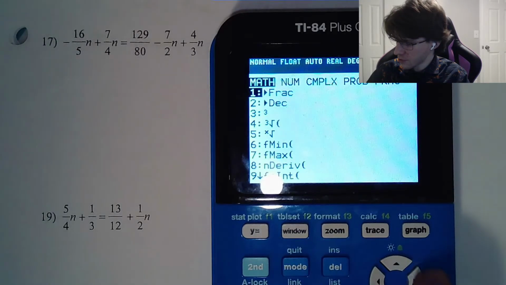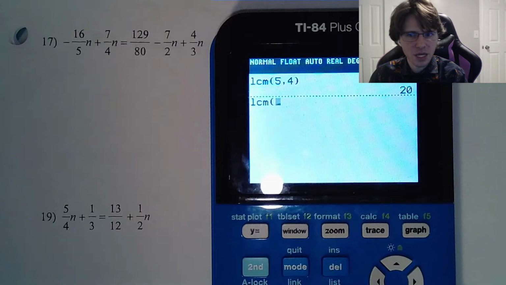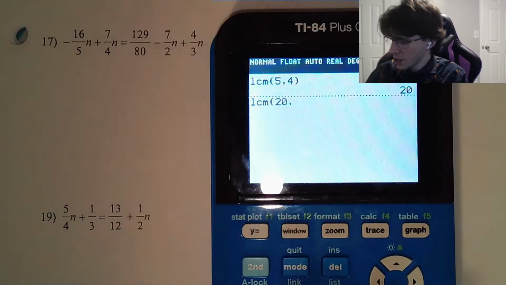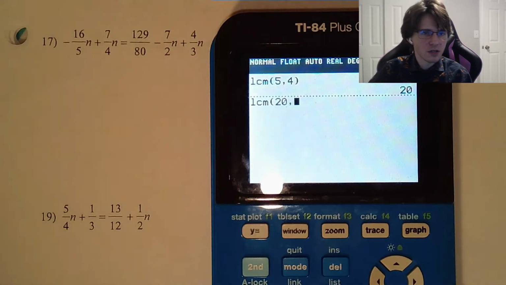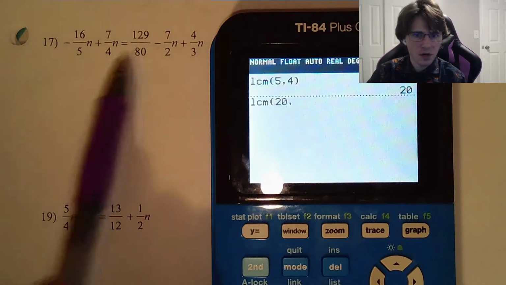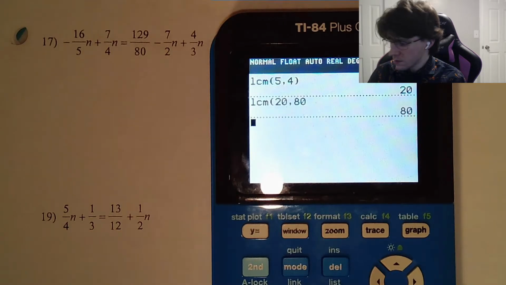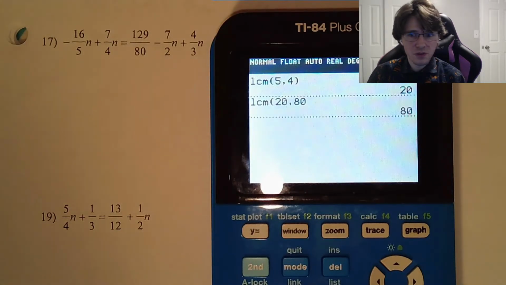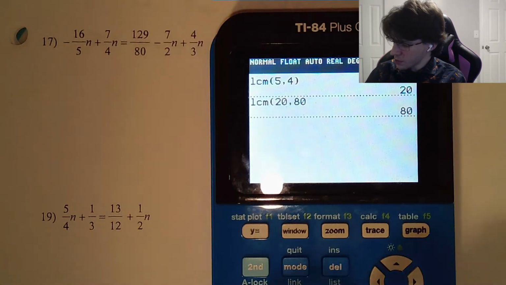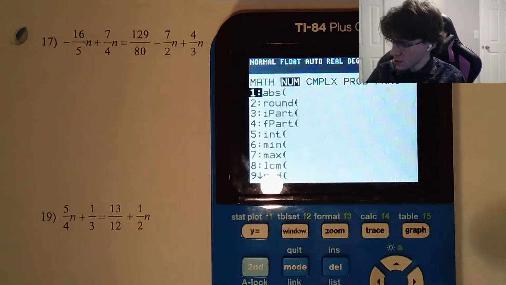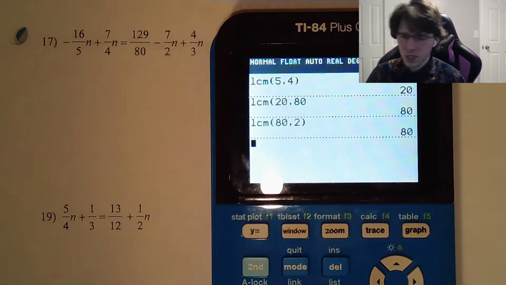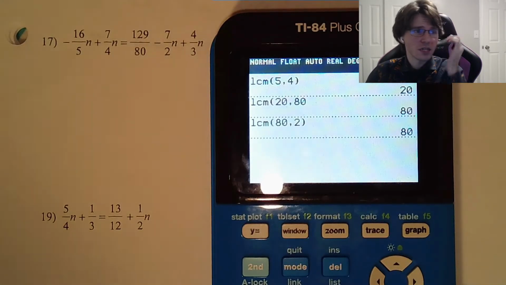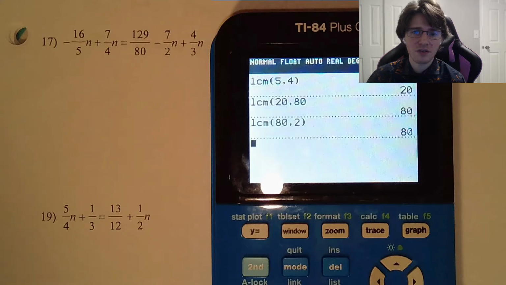So we have math, scroll to the right once, number 8, get the LCM again. And now we're going to put 20, comma. All we've done is we've taken the previous answer, we wrote it right there. And now we're going on to the next number, comma 80. So it turns out 80 is the least common multiple of those guys. If you're a smarty pants, you don't even need to do this next one that I'm about to hit, but I'm about to do 80, comma 2. And of course it's going to be 80 because we know that 2 goes into 80. So of course that is going to be the case. We could have said the same thing with 20 and 80.